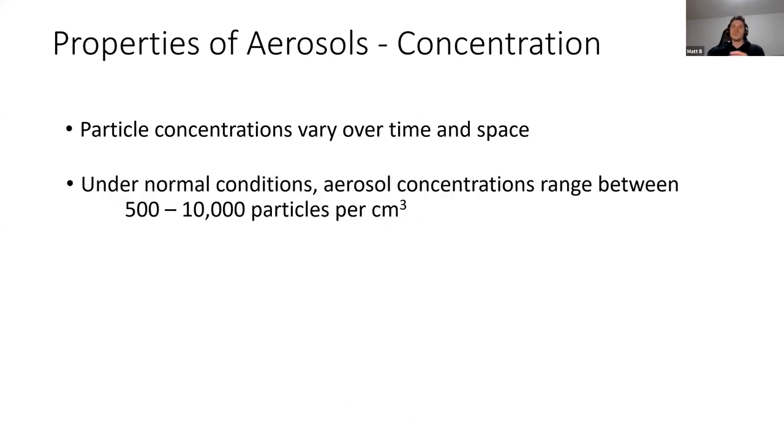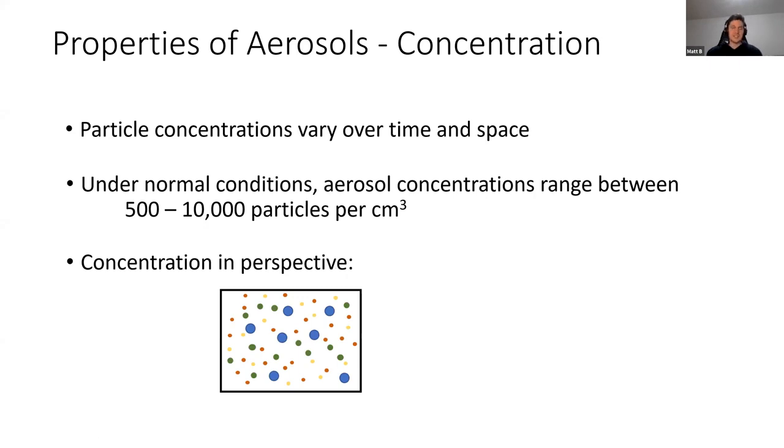So under normal conditions, you have around 500 to 10,000 particles per cubic centimeter. So 500 particles per cubic centimeter is relatively clean, and 10,000 particles per cubic centimeter is what we would say is polluted. But outside of this range, you can go down to almost 0 particles per cubic centimeter, and you can have up to 30,000, 40,000 particles per cubic centimeter in very polluted conditions.